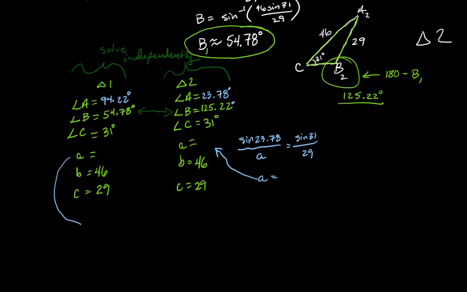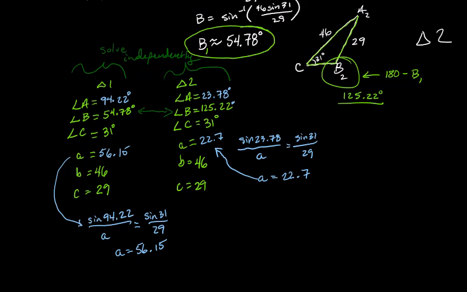And then for this one, I'm not going to use anything from triangle 2. I'm going to only use triangle 1. So sine of 94.22 over A equals, and I'm going to use my givens again, sine of 31 over 29. And I'm going to solve for A, and that will tell me what A is. If you plug them into your calculator correctly, you'll find that this guy is 56.15, and you'll find that this guy over here is 22.7.